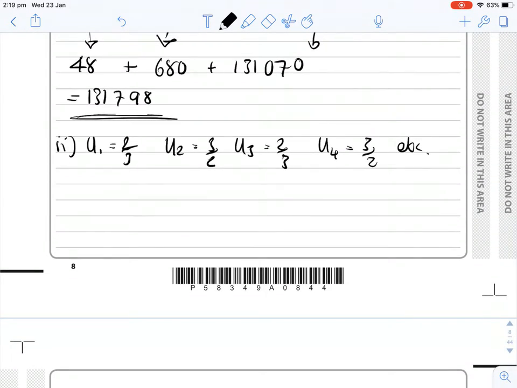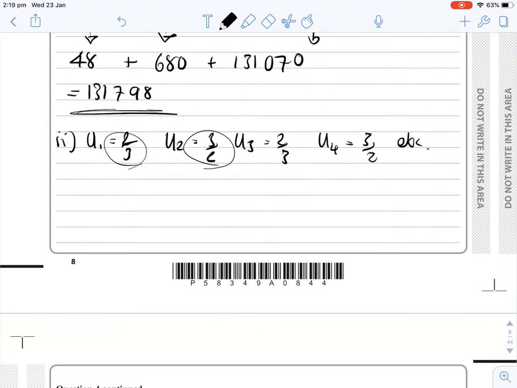So what we can see is we're going to have 50 lots of 2/3 and 50 lots of 3 over 2 because all even u's will be 3 over 2, and all odd u's will be 2/3. So 50 lots of 2/3 plus 50 lots of 3 over 2, and that will come to a total of 325 over 3.